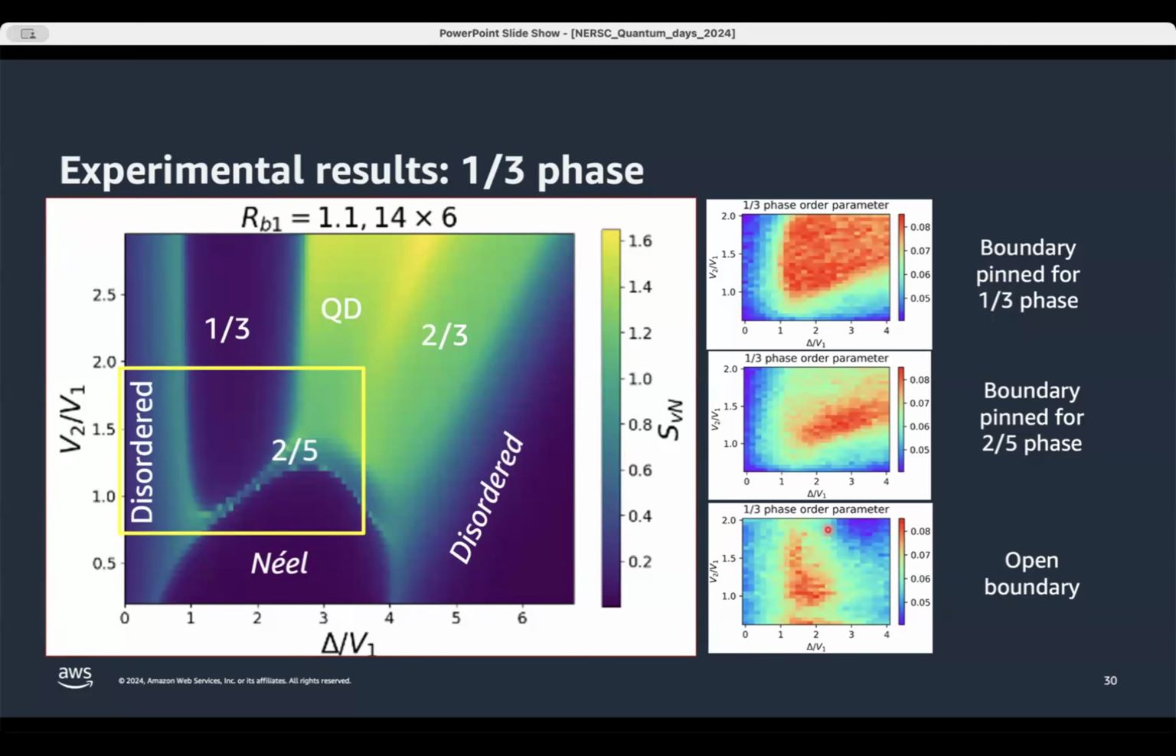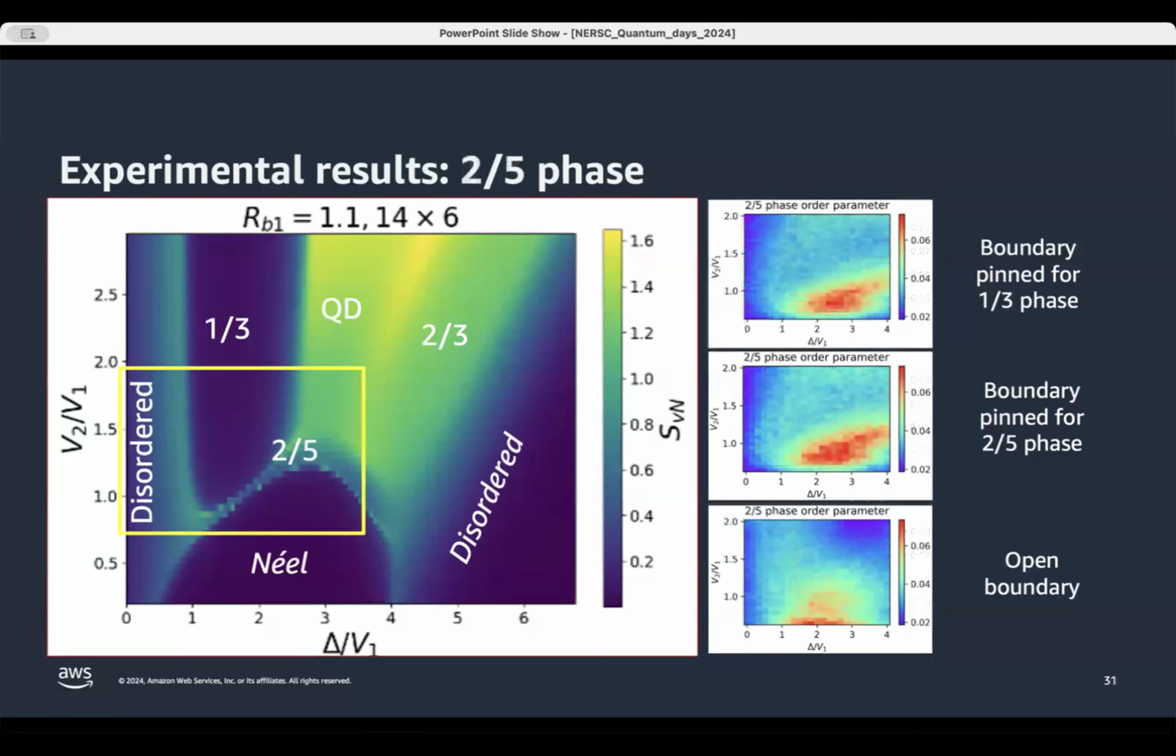I think the main message is that if you use the boundary atoms to pin the 1/3 phase, and you see some finite region in the phase diagram, it shows that the system has that particular phase, but it can't show you the phase boundary in a very precise way. Also, I should mention that the simulation is done on 14 by 6 systems, and the experiment is done, I think, on an 8 by 9 system size. So the system size is different as well, and you can't really compare the phase boundary between the experimental results and the simulation results here.